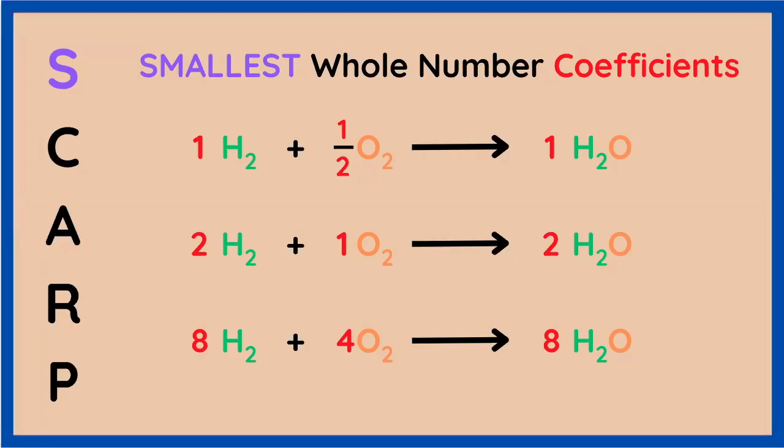So S stands for smallest whole number coefficients. Coefficients are the numbers in front of each molecule, and it tells you how many of each are present in the balanced chemical equation. Likewise, which of these 3 is the correctly balanced equation for the creation of water?